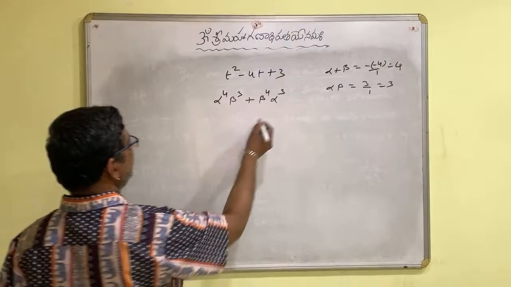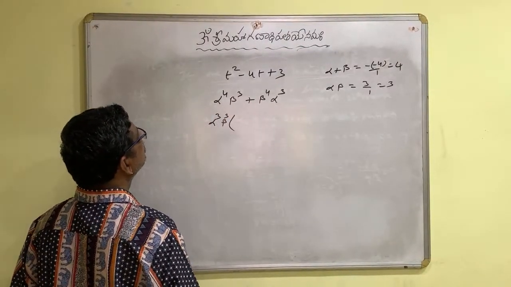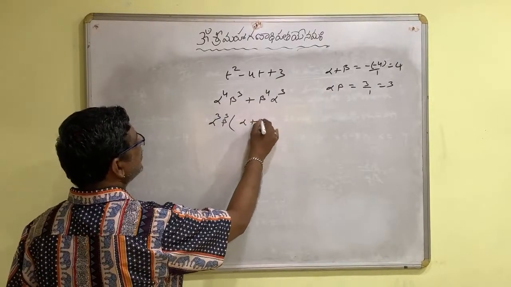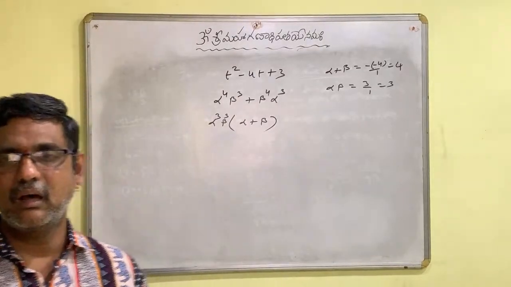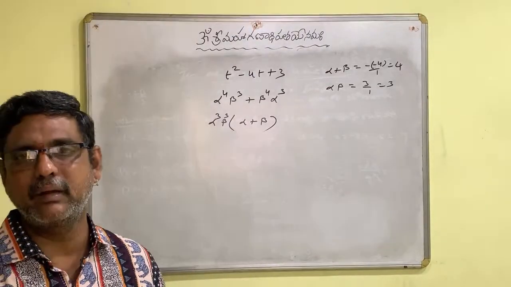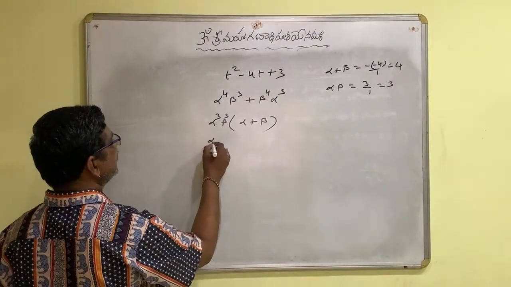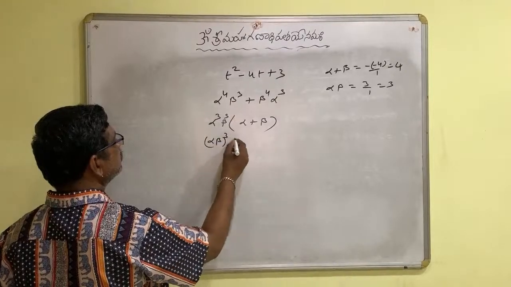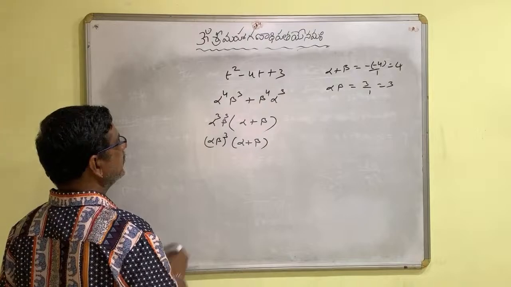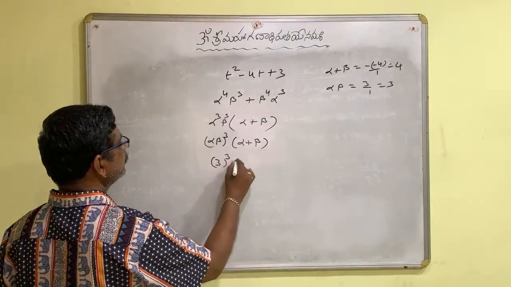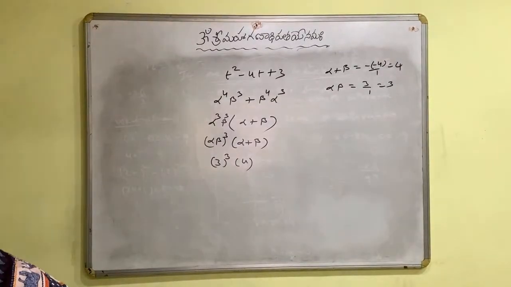Now take alpha cube, beta cube common. So the remaining is alpha cube plus beta cube common in both. Now alpha cube beta cube, you write it as alpha beta whole cube into alpha plus beta. Now write the values. 3 cube into 4, how much?